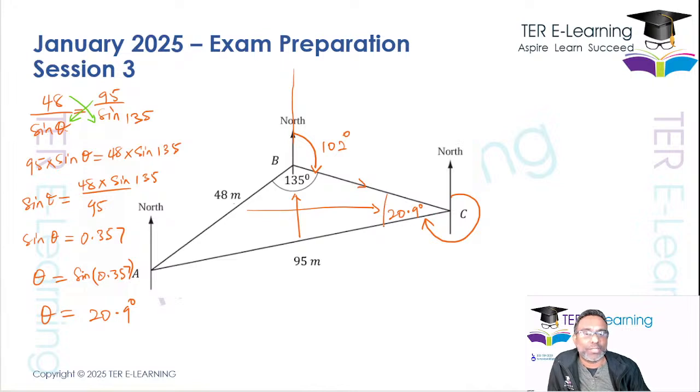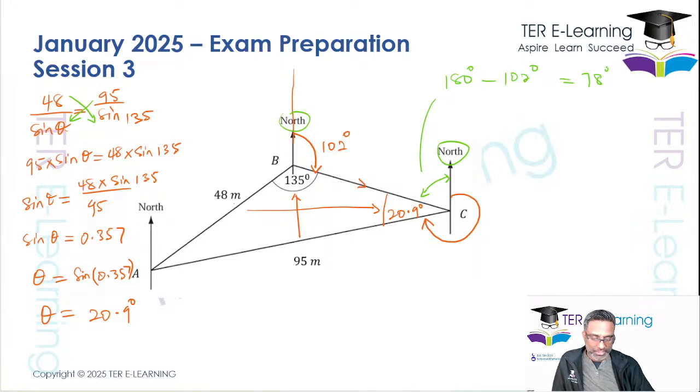Well, this is not too bad, because if that's 102, you can actually work out this angle here. Because you have a north line and a north line, so they're parallel. So this angle here is 180 minus 102, which gives us 78 degrees, right?